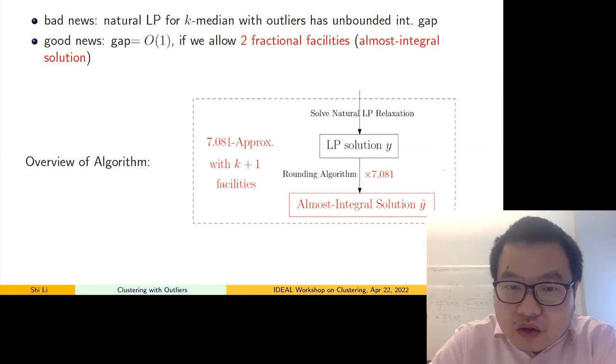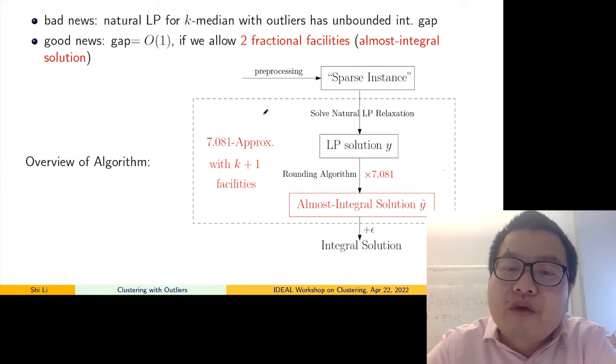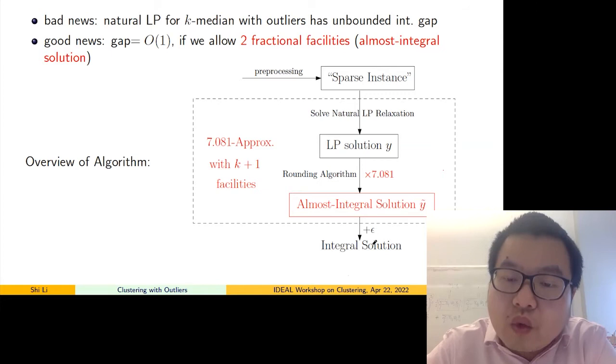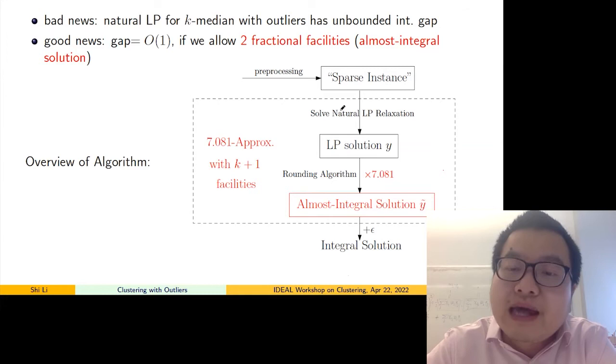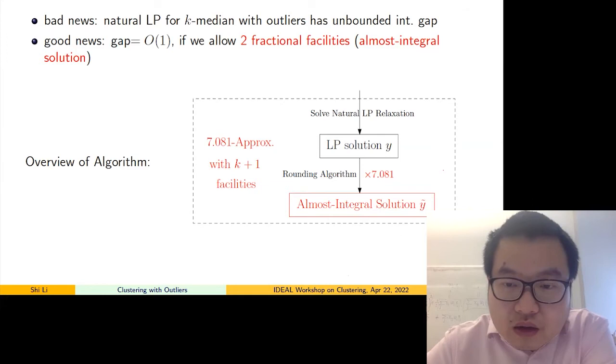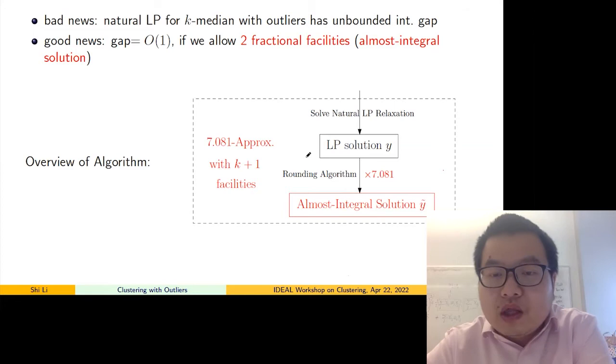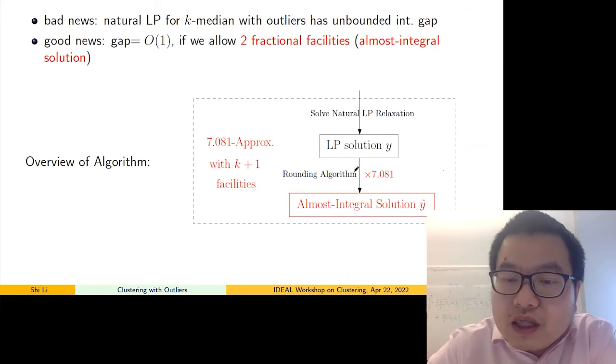And to get exactly k facilities, we need to first do some pre-processing step to get a good instance that we call a sparse instance. If you have a sparse instance, then the integrality gap of the LP is good. So we can convert the almost integral solution y tilde to an integral solution with k integral facilities. And the loss of this procedure is only an additive factor of epsilon. So we do the pre-processing at the beginning, then we solve the LP to get an almost integral solution, then we convert it to the final integral solution. The main focus of the talk will be this component, the iterative rounding procedure to convert the fractional solution into an almost integral solution.